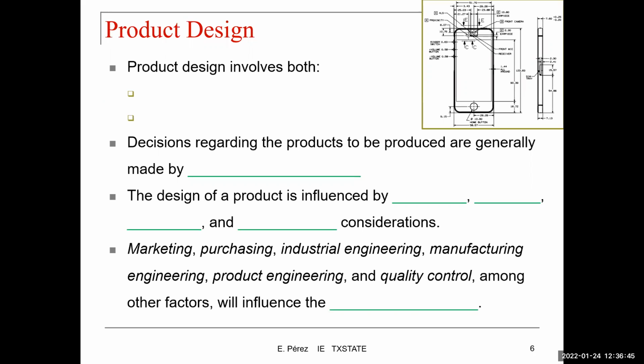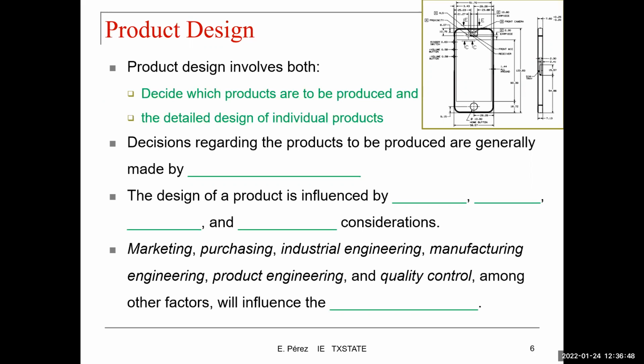And in the product design, this involves deciding which products are to be produced, right? So if you are an electronics manufacturing company like Samsung, you decide which products you are going to put out for the public. Are you going to do only cell phones? Are you going to build also TVs or tablets, or washer machines, dryers, refrigerators? So deciding which products are to be produced is part of the product design.